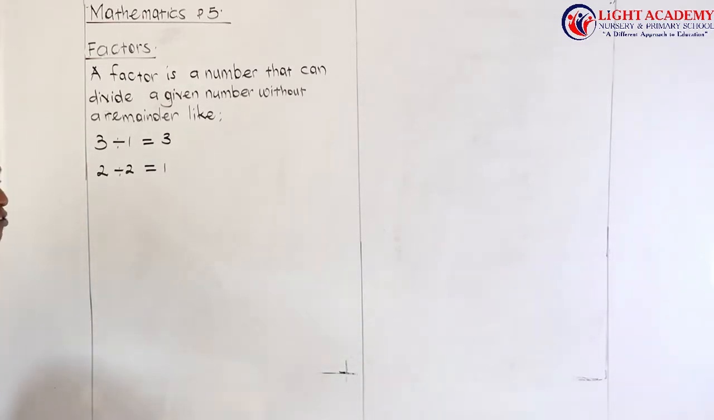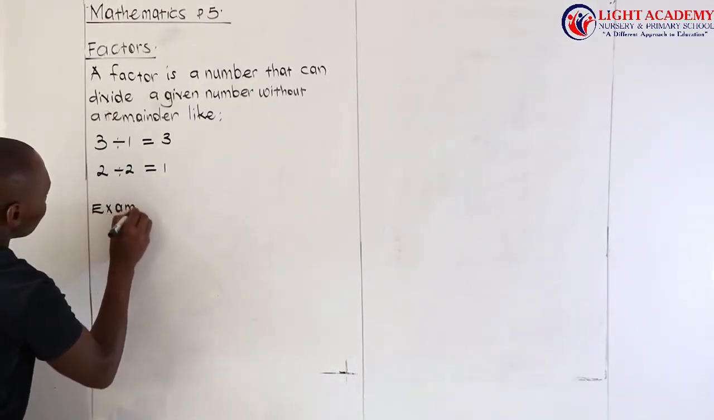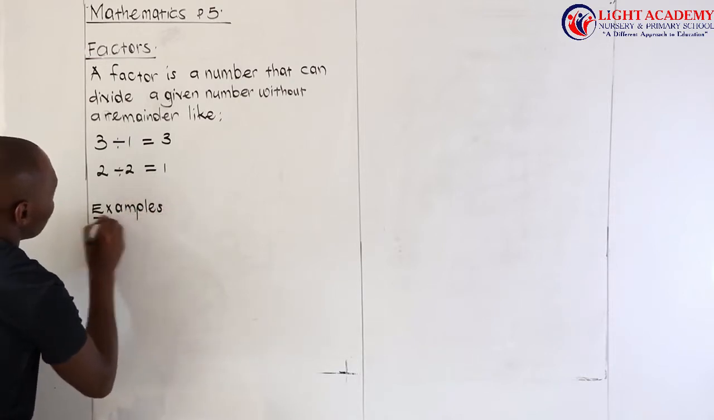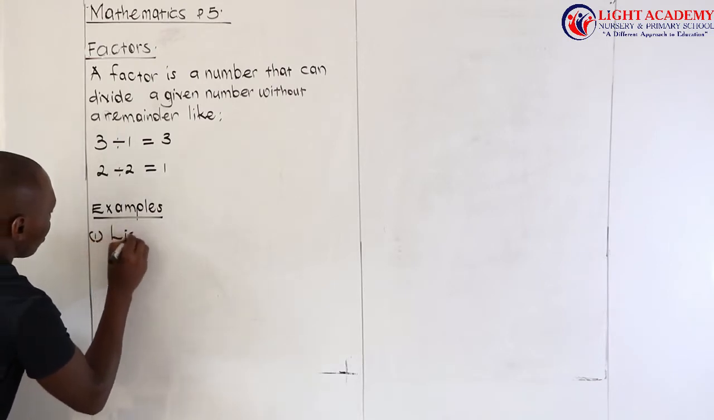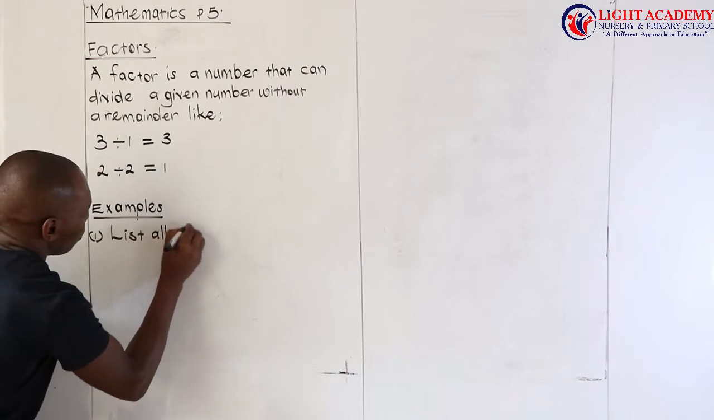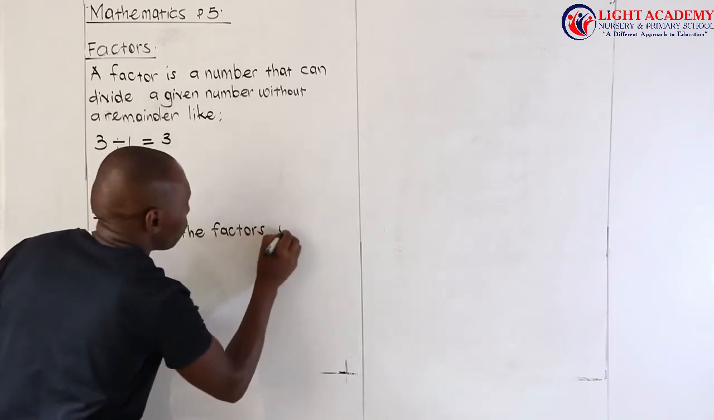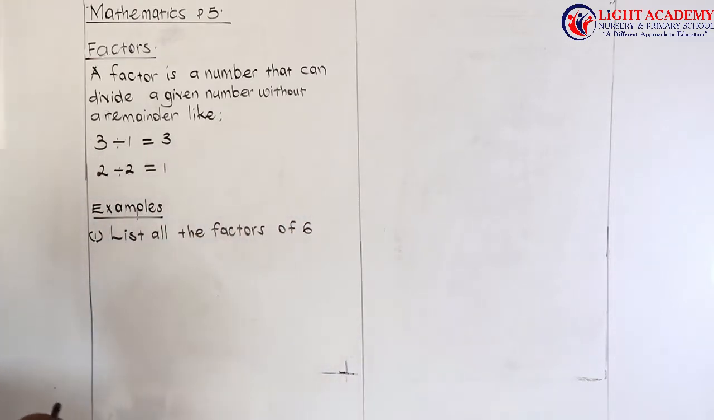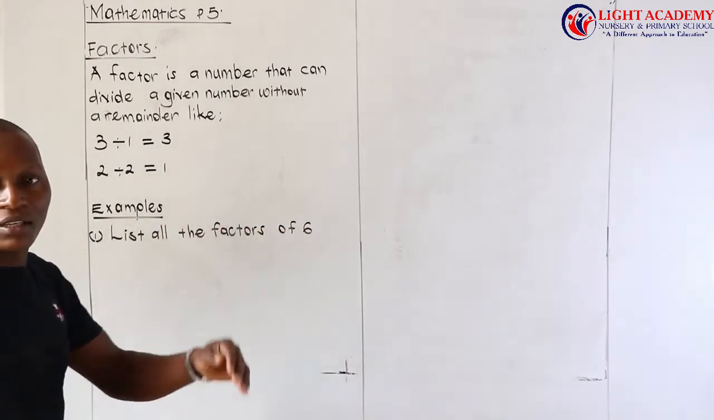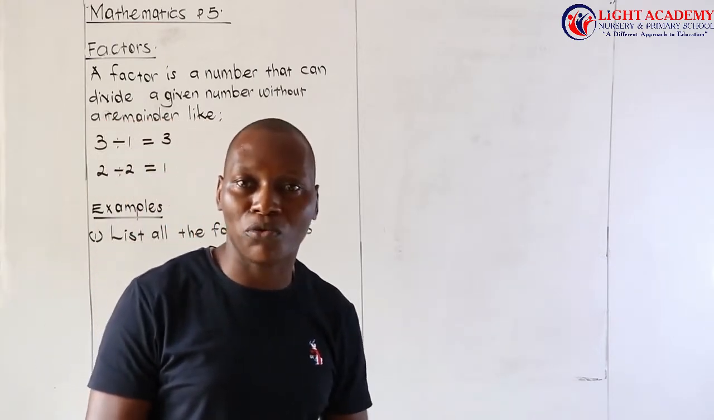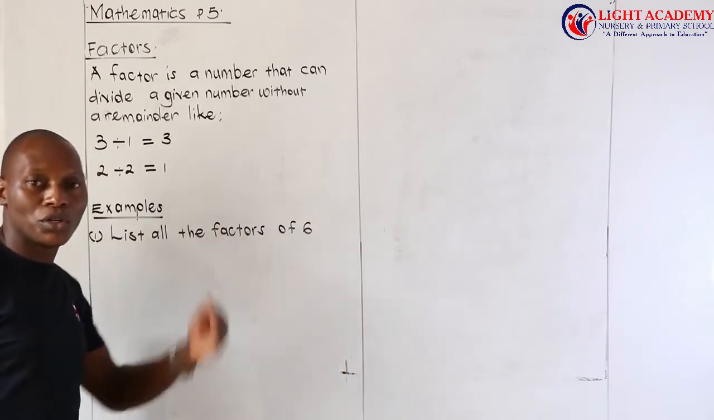We shall first start from some simple examples of what can be asked at this level of primary 5. The first one says, list all the factors of 6. In other words, the question is telling us to find the numbers that, when you divide 6 by each one of them, you don't get a remainder.